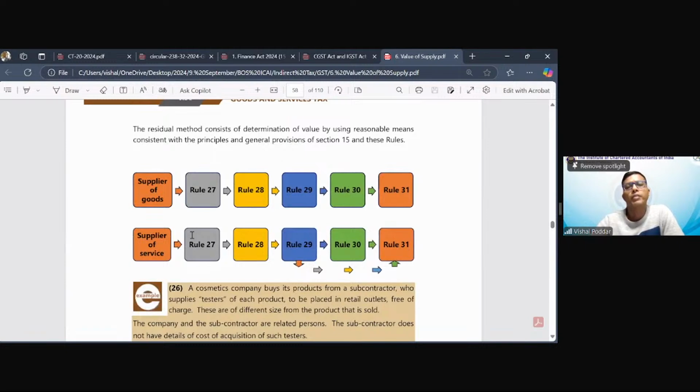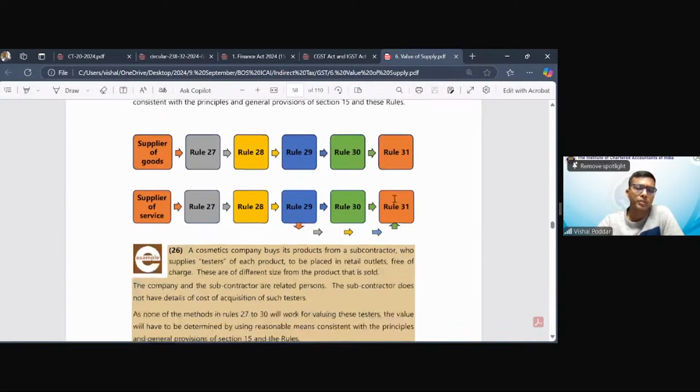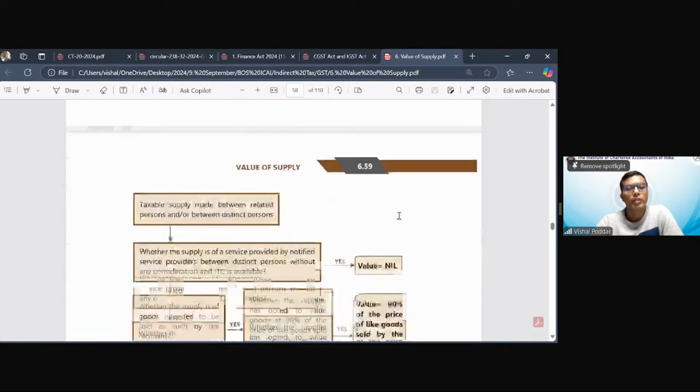See, this is what they have given. So for goods, you have to compulsorily follow these rules, and you have to first do 30, and only if 30 fails, you'll do 31. So for goods, following the rules sequentially is a compulsion. For service, after 29, you may do 30 if possible, or you may skip 30 and directly come to 31. Fine, beta?